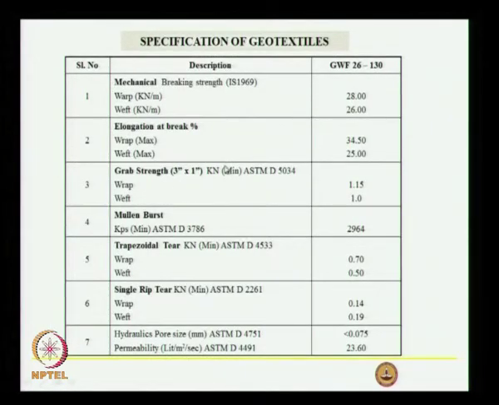There are certain specifications for the geotextile woven fabric, such as 26 by 130. The 26 is the strength it should have, the weft strength in kilonewton per meter, which is 26, as mentioned here.